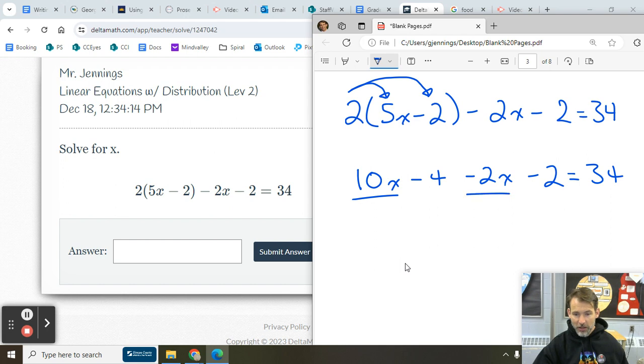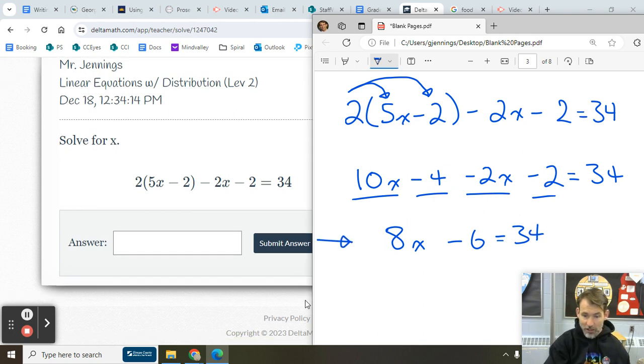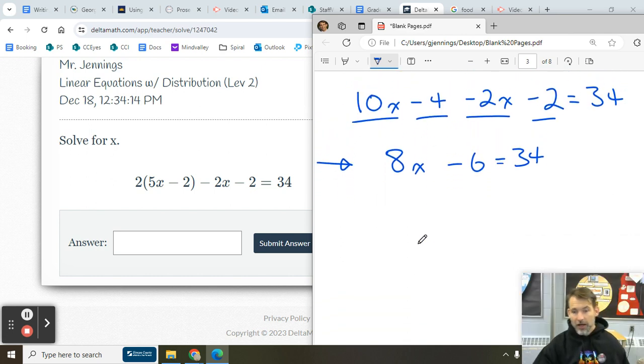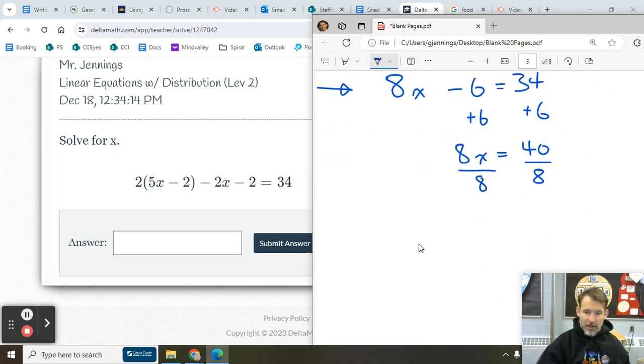Now, these are like terms. 10x minus 2x gives us 8x. Minus 4 minus 2 is minus 6 equals 34. So with these, we just tidy up. We play Marie Kondo until we get to there. If you don't know who Marie Kondo is, Google her. She's amazing. All right. And then we just solve this two-step equation. Add 6 to both sides. We get 8x is equal to 40. And then we divide both sides by 8. X is 5.